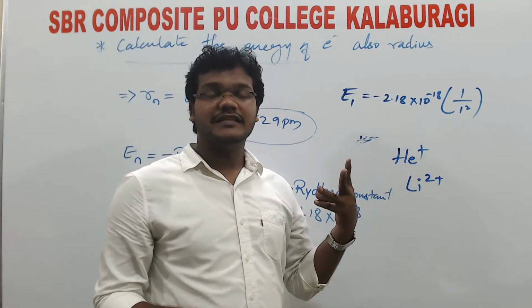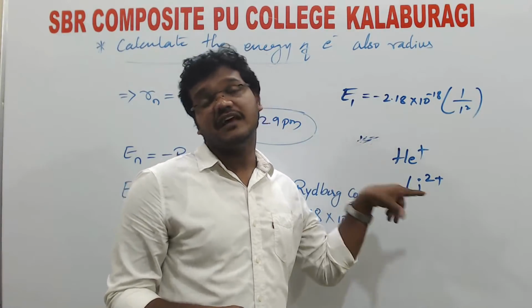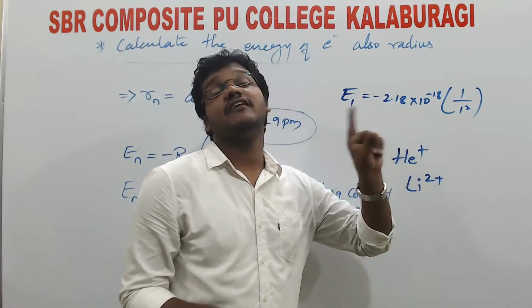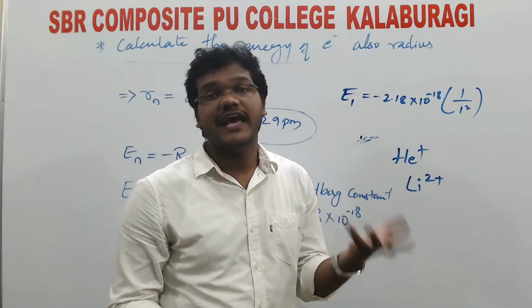Lithium plus: in lithium I have 3 electrons. Among those, 2 electrons are removed, so now I am left with 1. Lithium is having 3, Li 2 plus is having 1 electron. Helium is having 2, helium plus is having only 1. So for these kinds of atoms also we can calculate.